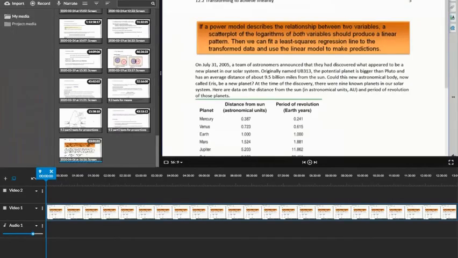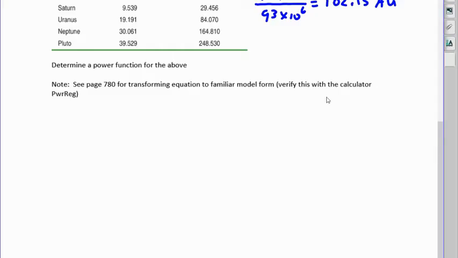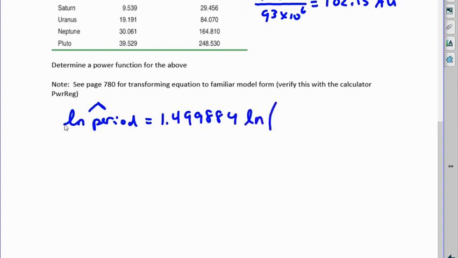So this model is going to have a logarithm on both your observed X and your observed Y. I've already converted the distance from the sun into astronomical units, which requires a conversion of dividing the number by 93 million, and I've taken the natural log of the distance from the sun and the natural log of the period of revolution, and I've put them in my L3 and L4.